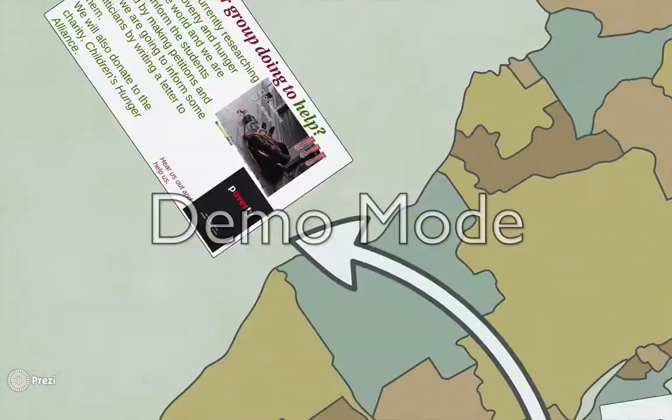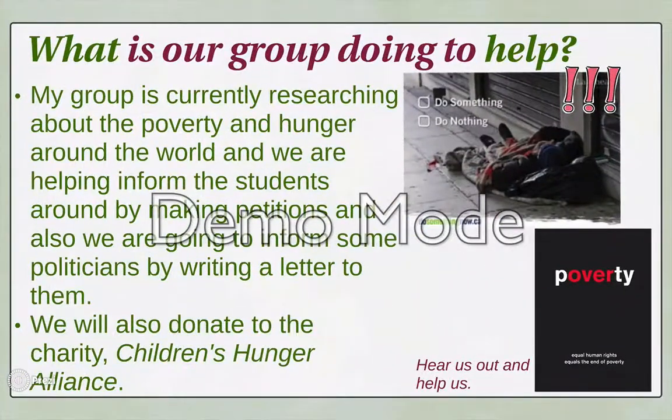What is our group doing to help? My group is currently researching about the poverty and hunger around the world, and we are helping to inform the students around by making petitions, and also we are going to inform some politicians by writing a letter to them. We will also donate to the charity Children's Hunger Alliance.